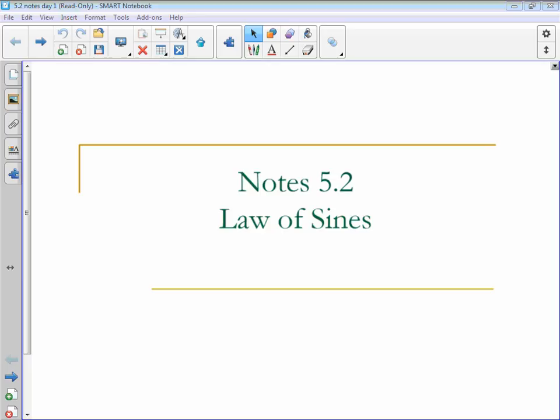All right, guys. Go ahead, get out paper, start your notes. We are doing the law of sines today. Yeah, our law of sines. There is a law of cosines. There's not a law of tangents. Yeah, because tangent sucks. I hate tangents.